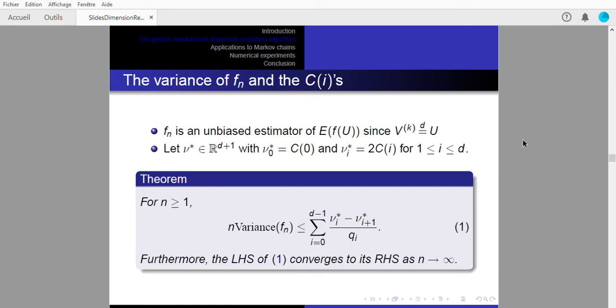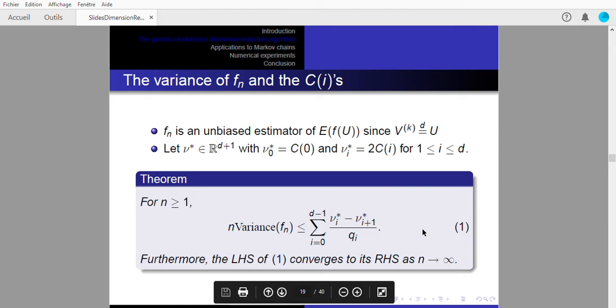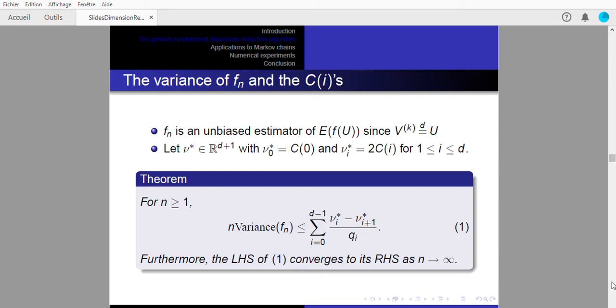Okay, since Fn, I remind you, is the average of f over V1, V2, etc. up to Vn. So Fn is an unbiased estimator of the expected value of f of u, and this theorem gives an upper bound on the variance of Fn. So n multiplied by the variance of Fn is upper bounded by this quantity, where the Qi are used to generate the sequence Nk, and the mu stars essentially are equal to the Ci's. So we have this inequality, and this inequality is actually optimal, because as n goes to infinity, the left-hand side goes to the right-hand side of this inequality. So this inequality is optimal.